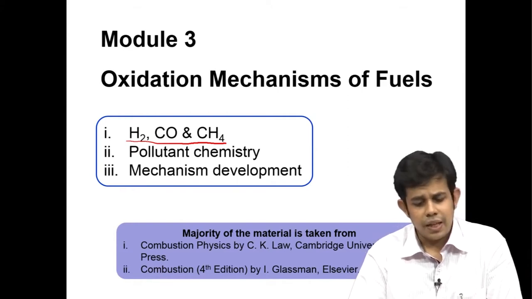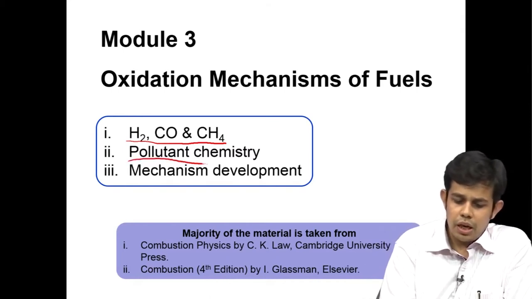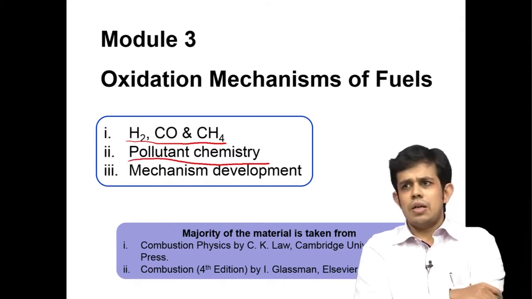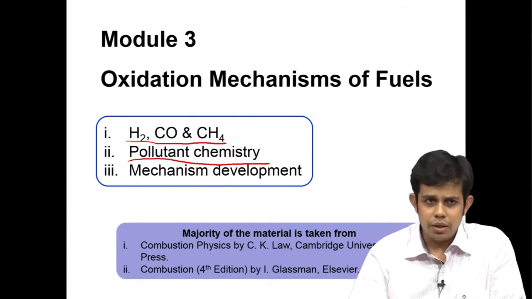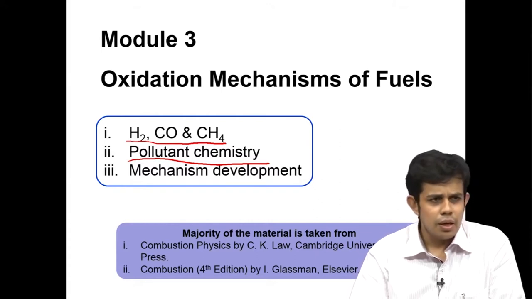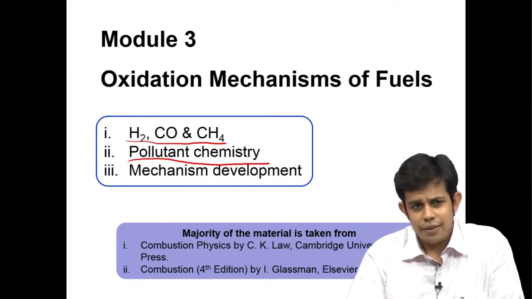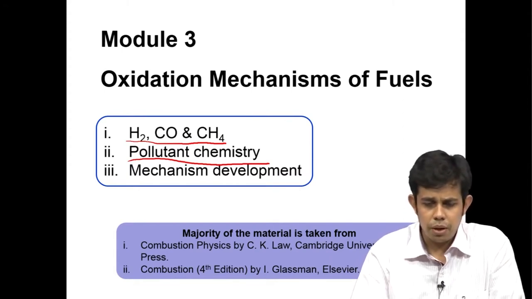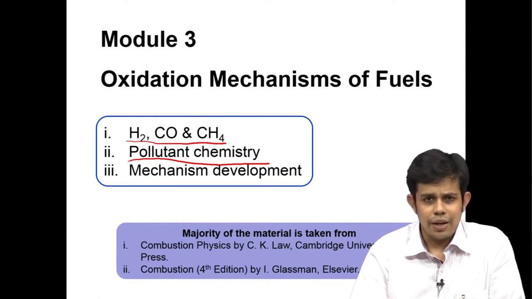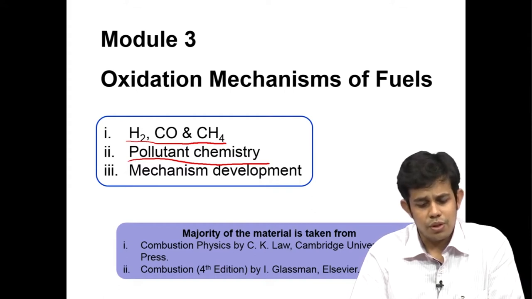So that is the idea, and then we will look into pollutant chemistry. Of course, when you design a combustor, you have to ensure two things basically. Number one, it should produce the required amount of power, that it should burn the fuel air mixture that you are sending in, okay, and it should burn cleanly. It should not produce too much NOx and too much soot. So soot and NOx are two major pollutants that are a result of hydrocarbon combustion, and we will try to understand the reaction mechanisms of the formation of those pollutants.